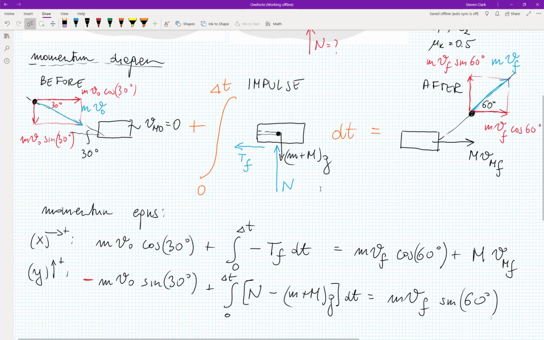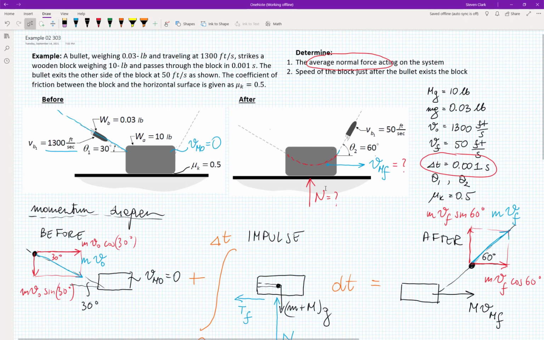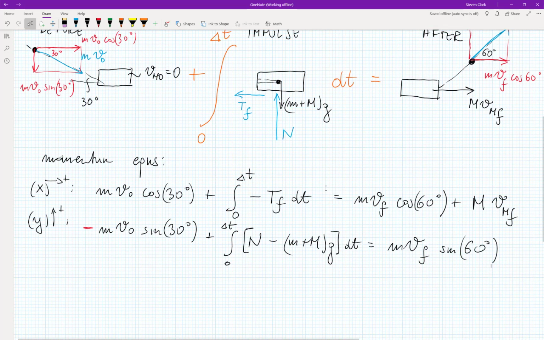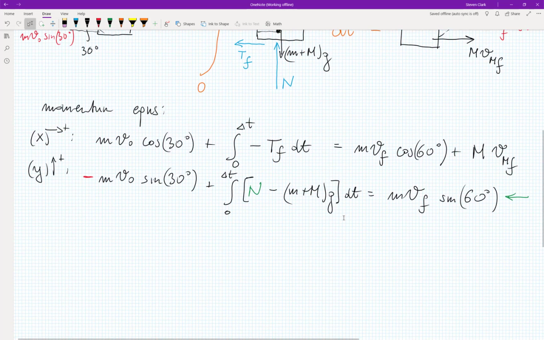Okay, so what did they ask us for in part 1? Find the average normal force. Find average N. Okay, I think that N appears only in the second equation. Do you see that? So I think that it's logical to take this equation and figure something out with it. Okay, so let me take that equation. And I want to rewrite it, actually. I want to rewrite it, but I will split that integral into two integrals, okay?